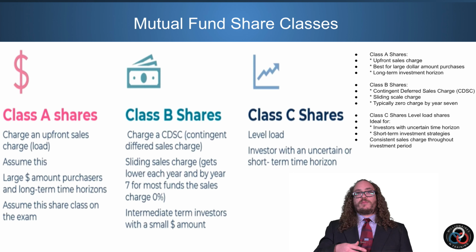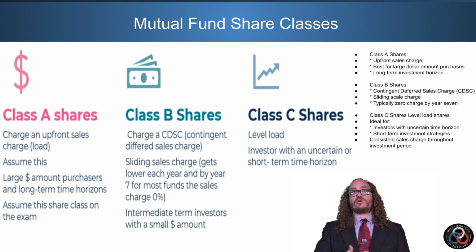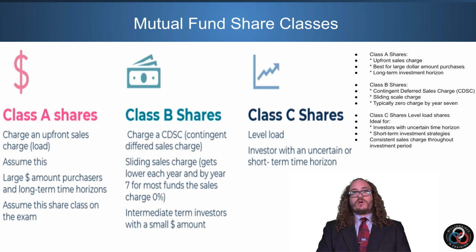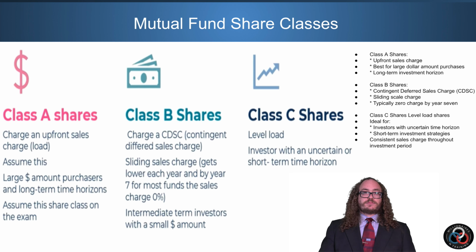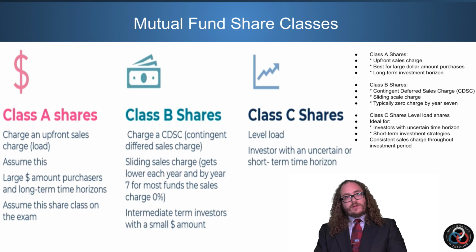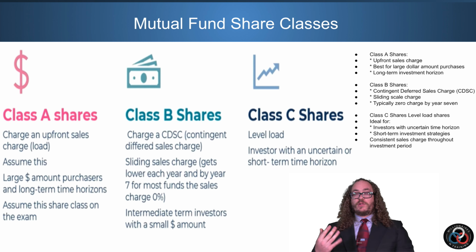So if they're really long term and they want no sales charge, this could be really good for intermediate term investors with a smaller dollar amount to invest who don't want to pay a lot of sales charge. Finally, Class C shares are level load, and therefore they're for investors with an uncertain or very short time horizon. Class C shares also have the highest 12b1 fees. And remember that 12b1 fees become a drag on the performance over the long term.